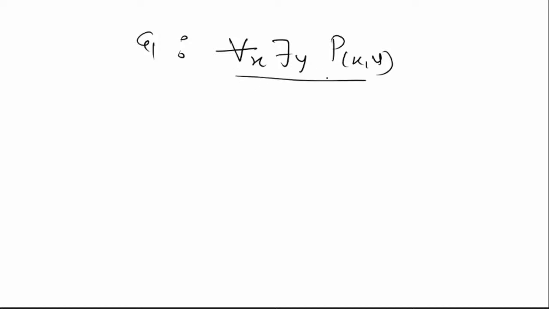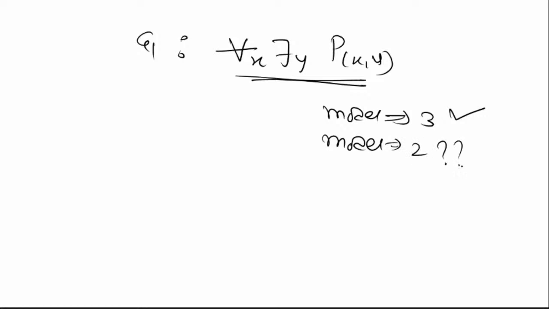Okay, that is a nice question. Let's try to solve it. For all x there exists y, P(x,y). Now you are making your own question. That's a nice thing, this is a nice approach. So Rajdeep has given a very nice question. For this g1, let's assume it is given that there exists a model of size 3. Now, can we guarantee that there will exist a model of size 2? Let's try.